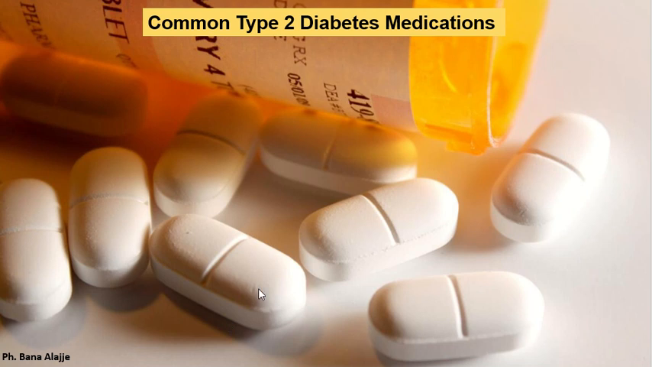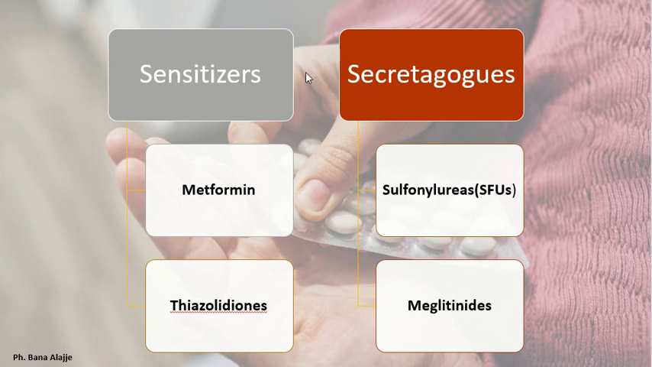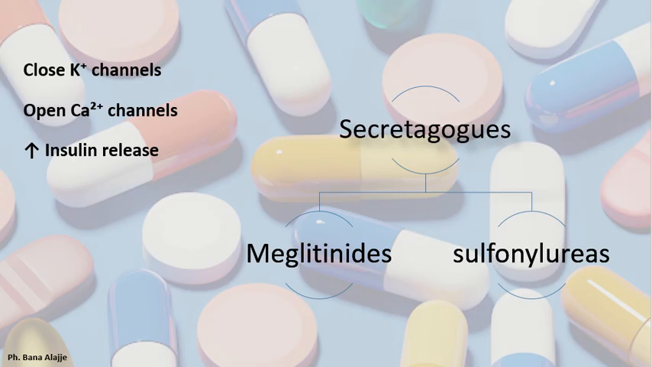Hello, in this video we will start discussing oral medications used in type 2 diabetes. These medications are divided into two main groups, insulin secretagogues and insulin sensitizers. Insulin secretagogues such as sulfonylureas and meglitinides, and we have insulin sensitizers such as metformin and thiazolidinediones. Sulfonylureas and meglitinides are insulin secretagogues.